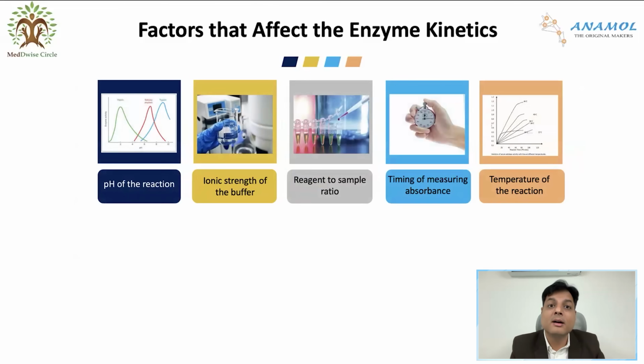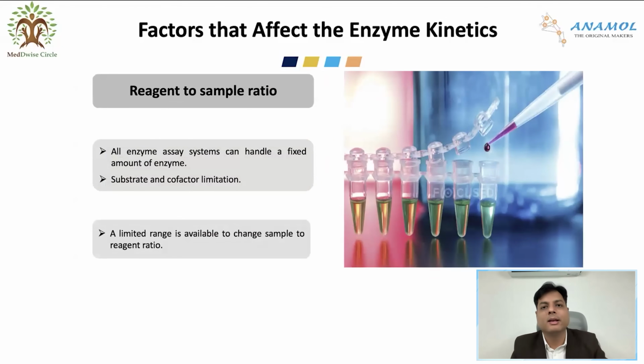Now let us look at the third thing that affects the enzyme activity. The third thing that affects the enzyme activity is the reagent to sample ratio. Now, why is this important? Friends, whenever we use a diagnostic kit, we open the kit and there are always instructions for use, or a package insert, available in the kit.